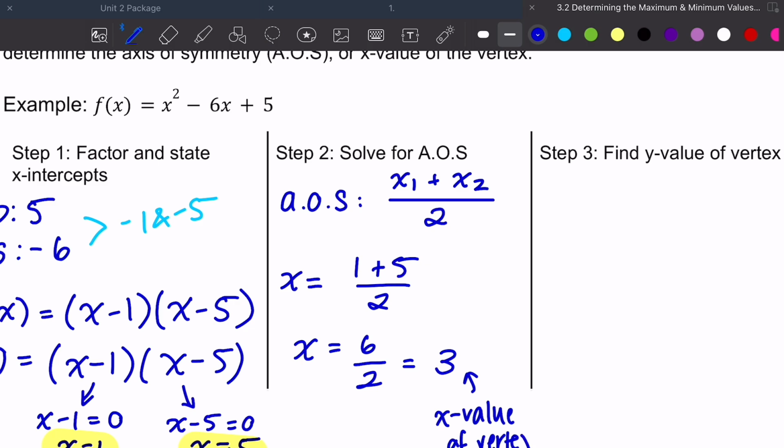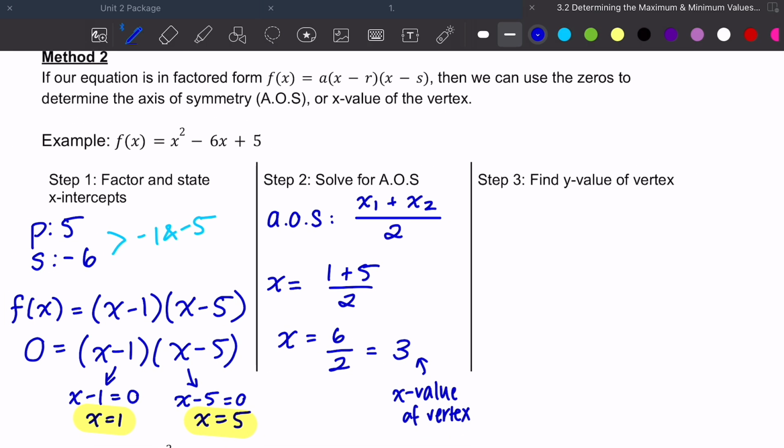Right, that's what our axis of symmetry is. That line that cuts our parabola directly in half, it's going through the vertex. So then step 3 is let's plug in 3 into our function. You could plug it into the factored version if you like, or just plug it into the original. Either way, you will get the same answer. So it doesn't matter which one you do, but I'll just do the original to stay consistent.